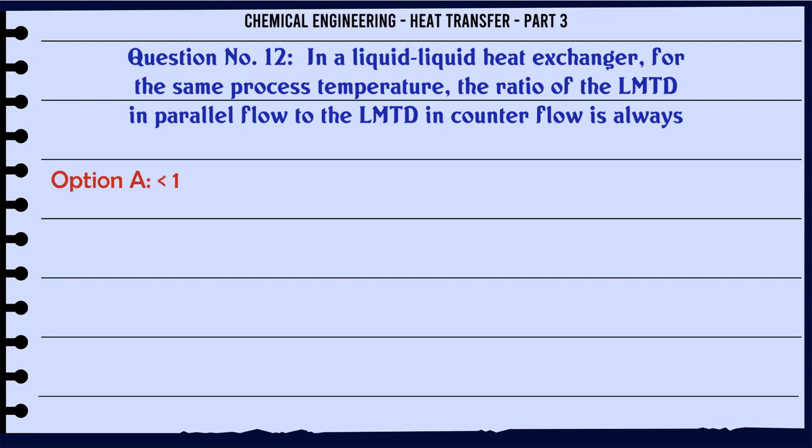In a liquid-liquid heat exchanger for the same process temperature, the ratio of the LMTD in parallel flow to the LMTD in counter flow is always A. 1, B. 1, C. 1, D. 1. The correct answer is 1.